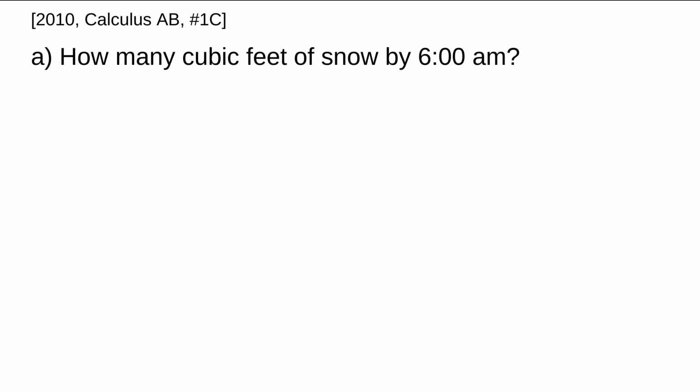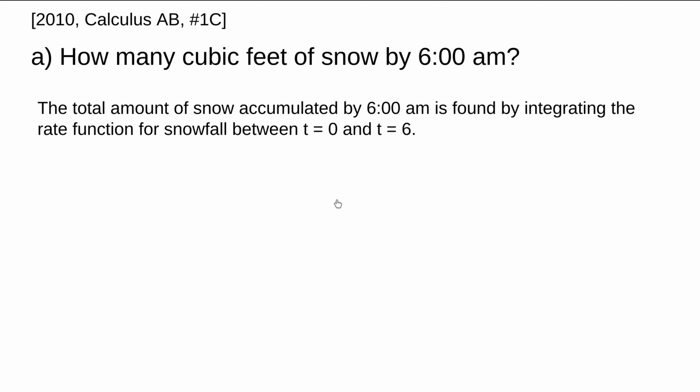We have part A, how many cubic feet of snow are on the driveway by 6 a.m.? Well, if we have a rate for how quickly snow is falling onto the driveway, the total amount of snow on that driveway without any removal would be just the integral from t equals 0 to 6 in this case of that rate function. So the total amount of snow accumulated by 6 a.m. is found by just integrating the rate function, which is given in the question stem, for snowfall between t equals 0 and t equals 6.